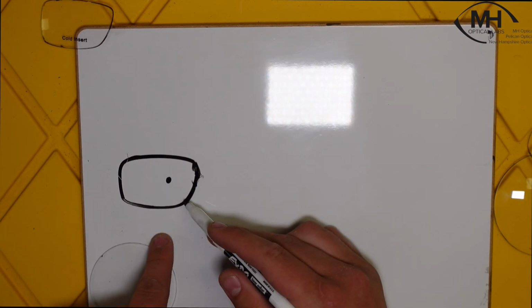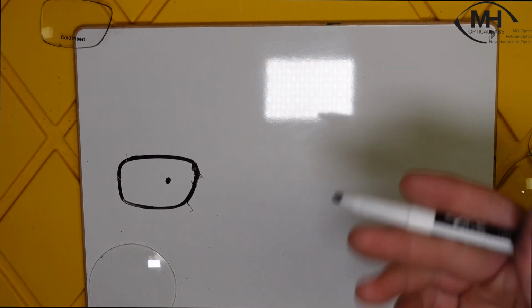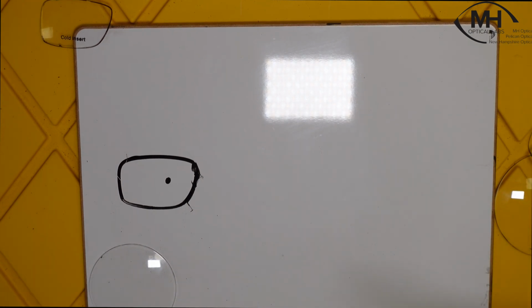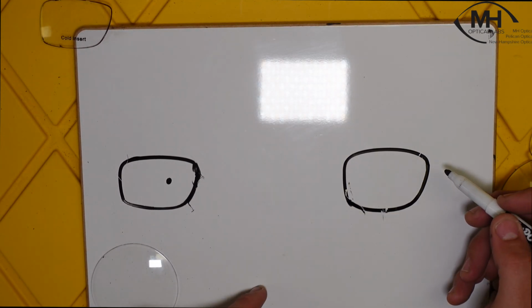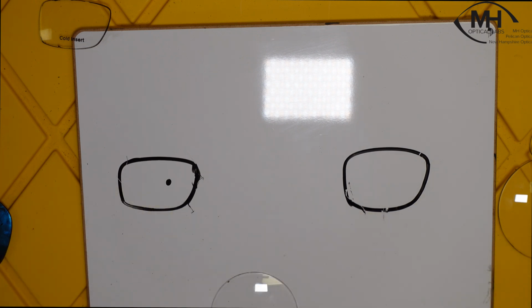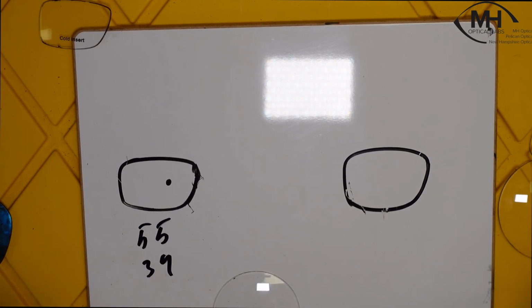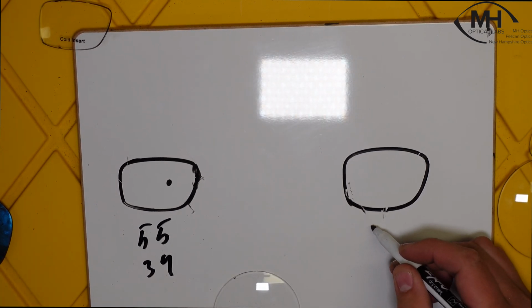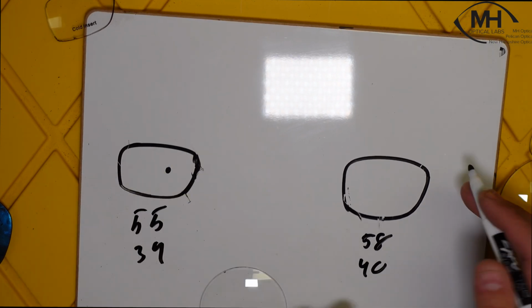Now, this is our patient. This is our PD, okay? Now let's say you didn't have time to measure the frame, or let's say you forgot. So you go ahead and order the lens. Let's say this is the lens you need and this is the lens you order. Let's call this a 55, 34, and this one can be a 58, 40 something, whatever, it doesn't matter.